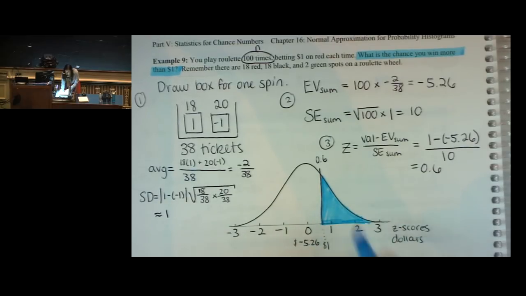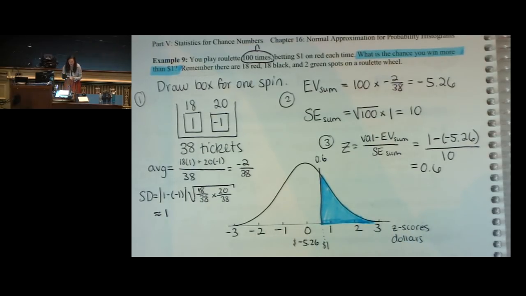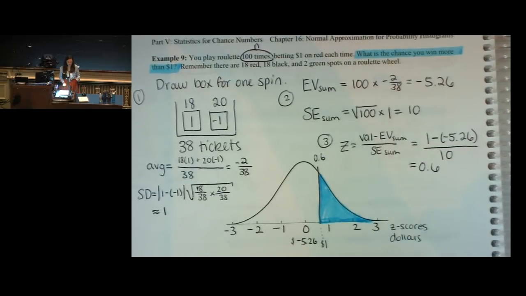You could also figure out, like, what's the chance? Maybe you don't want to win $1. Maybe you'd rather win more. Figure out what's the chance you win $20. We just do the same thing, except use 20 instead of 1.